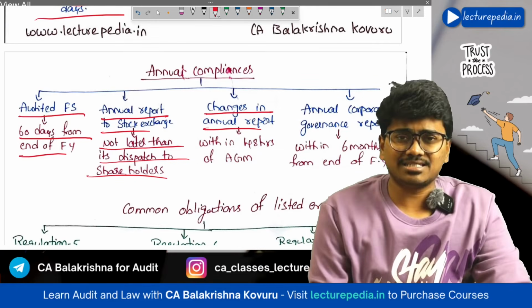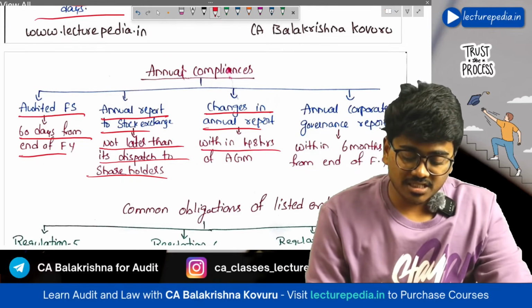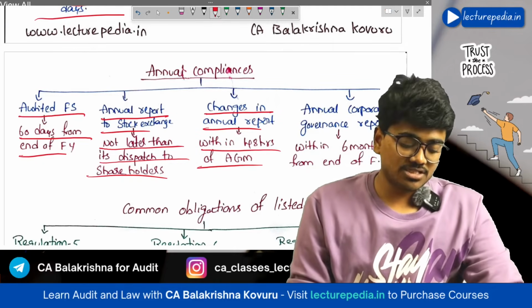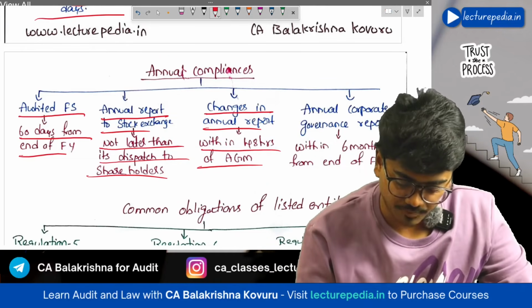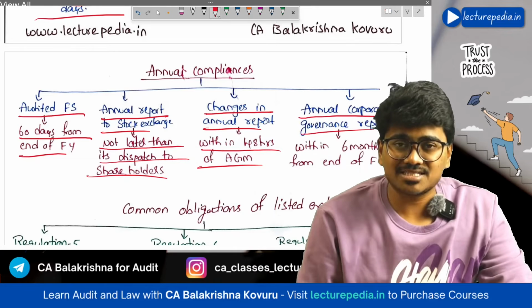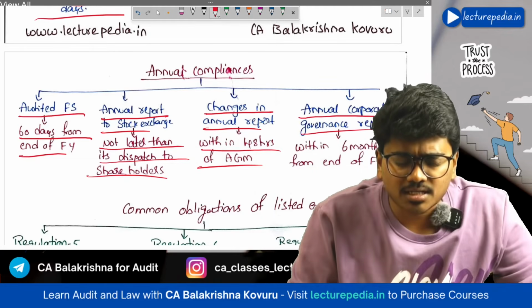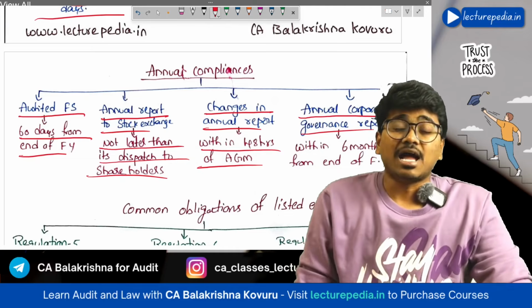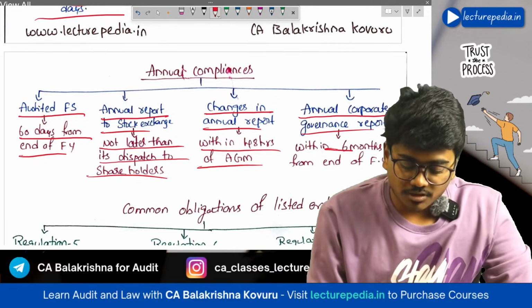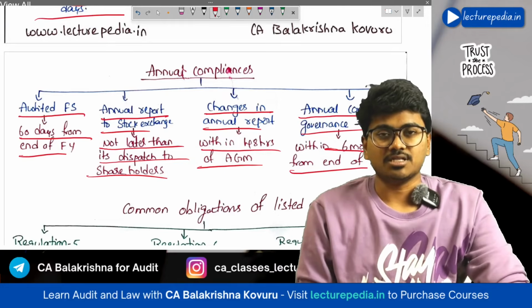Next, changes in annual report. If you make any changes in the annual report, then within 48 hours of the annual general meeting, you have to intimate it to the stock exchange. Next, annual corporate governance report. Just like you provide the quarterly corporate governance report, you should also provide an annual corporate governance report within 6 months from the end of the financial year.